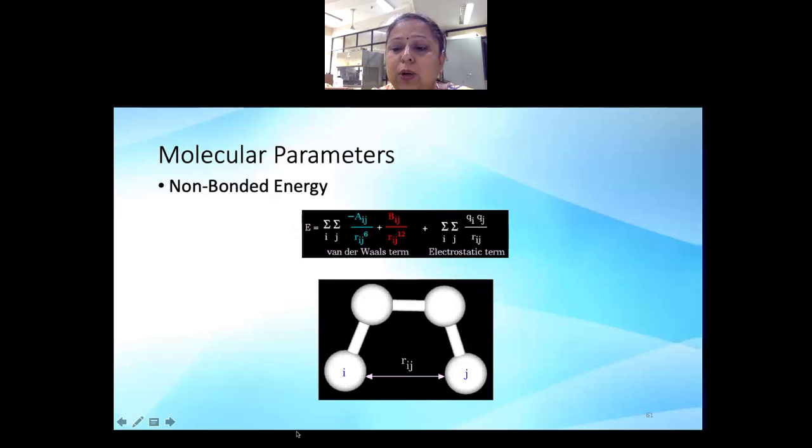Non-bonded energy, the two atoms that are non-bonded are also interacting by this radius ij. So you calculate the van der Waals term and the electrostatic term, and then you call these two energies together to be non-bonded energy.